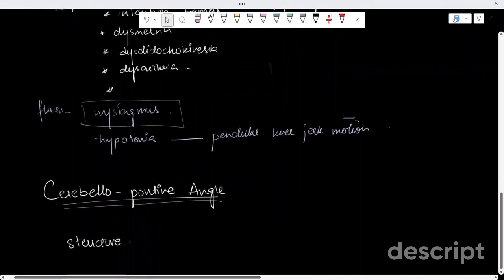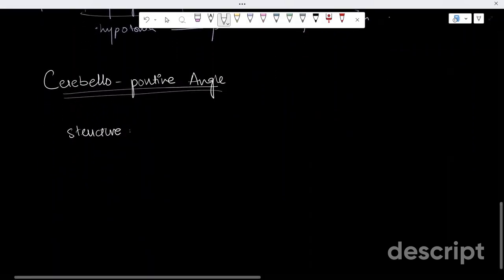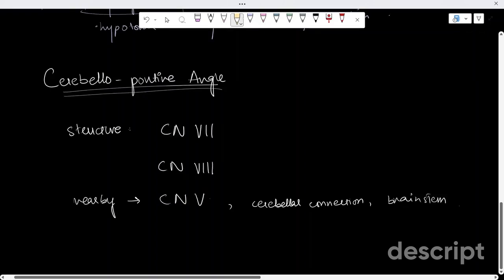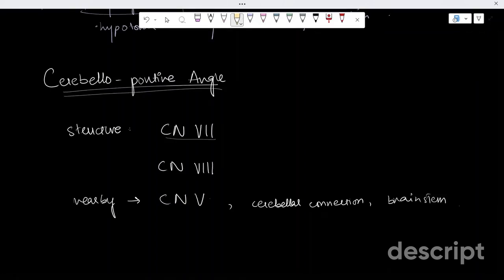I would like to discuss another important topic, which is cerebellopontine angle, and we get a lot of MCQs from it as well. The structure of the cerebellopontine angle, it has the cranial nerve 7th, which is the facial nerve, and then the 8th cranial nerve, vestibular nerve, the 5th cranial nerve, cerebellar connection, and brainstem are nearby to this angle. So any lesion at this angle will result in cranial nerve deficits as well as cerebellar signs.